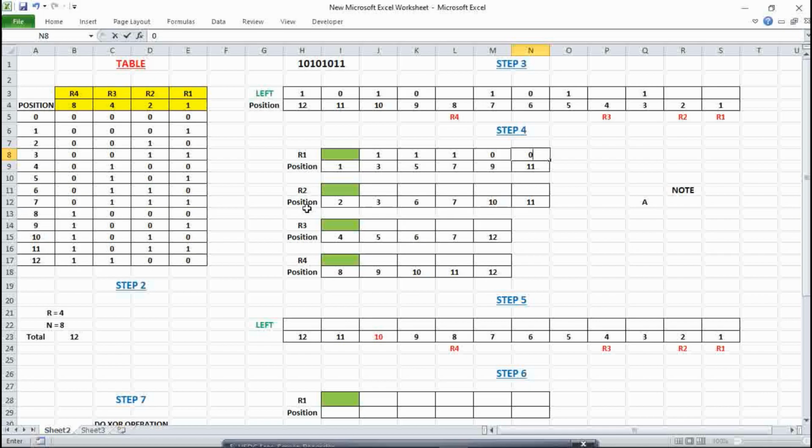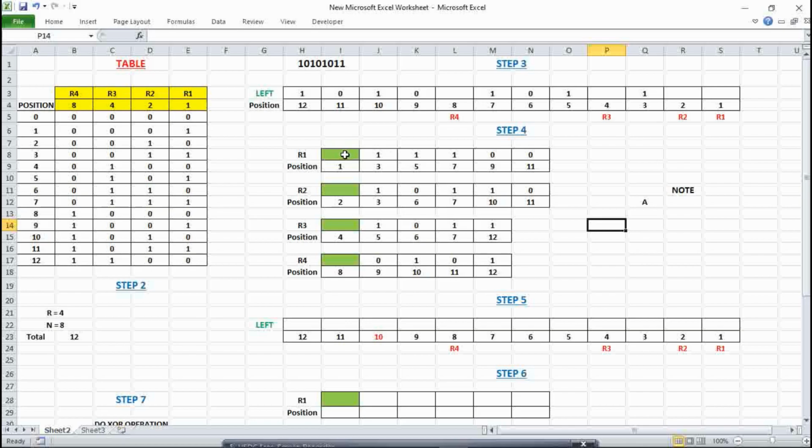Similarly fill the rest of the column, rest of the rows. So at R2, 3, 1 is coming, 6, 0 is coming, 7, 1, 10, 1, 11, 0. Now coming to R3, at 5th position 1 is coming, 6th 0, 7th 1, 12, 1. Now R4, at 9th position 0 is coming, at 10 1 is coming, at 11 0 is coming, and at 12 1 is coming.